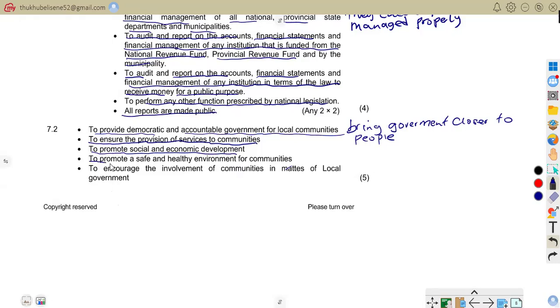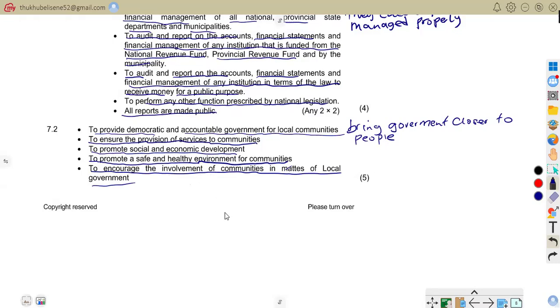Also, they promote a safe and healthy environment for communities, whereby you protect public health and safety. Also to encourage the involvement of communities in the matters of local government. This is whereby you let citizens influence local issues. For example, public consultation before you can build a new road.